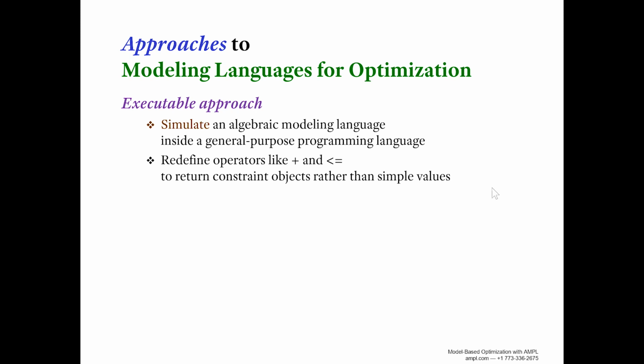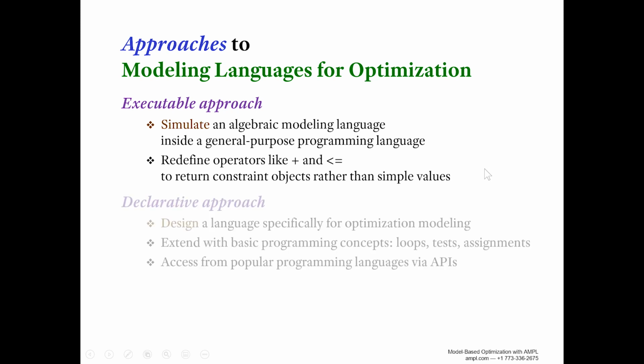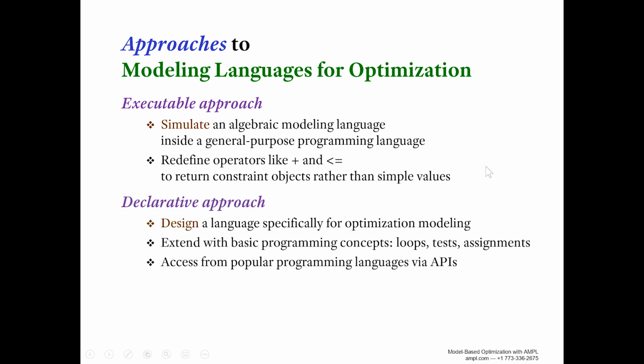And what you do is you redefine the operators like plus and less or equal to return these constraint objects. So you can actually write things that look like constraints inside the programming language, and they're processed in the appropriate way to generate input for the solver. And the other approach is a declarative approach, which is to define a language specifically for optimization modeling.